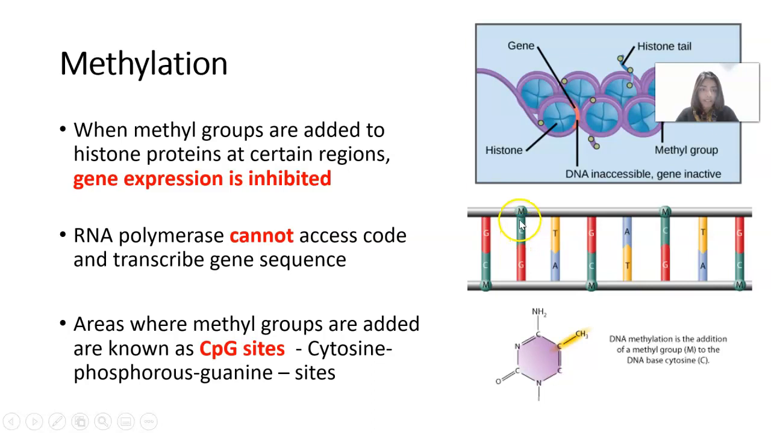So we can see a methyl group here and we can see a methyl group here on this ladder image of DNA. Now on the nucleosome we can see that a methyl group is here, here, here and here, and there's a few other places as well. So these methyl groups will inhibit gene expression and they are commonly found attached to the cytosine base. It's called cytosine phosphorus guanine or CPG sites because of the base pairing and where on the nucleotide it's found.